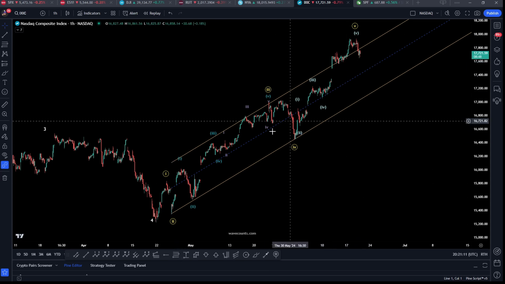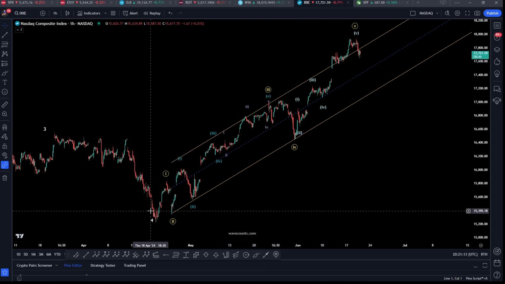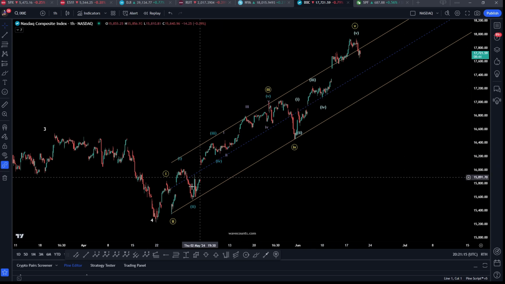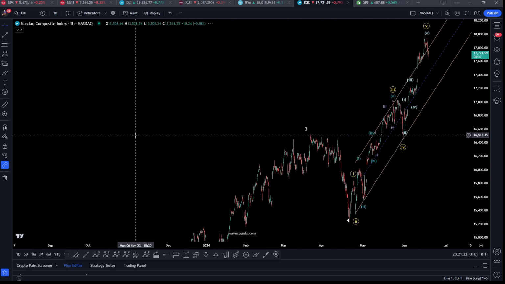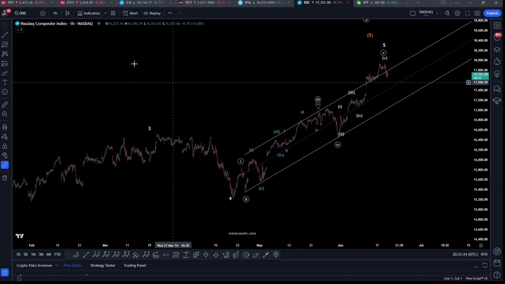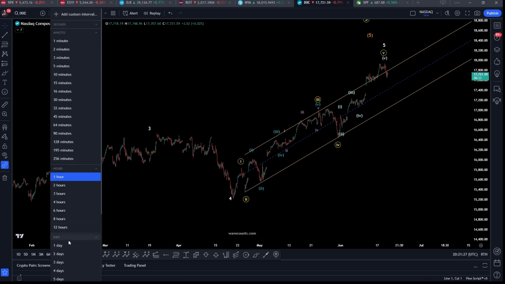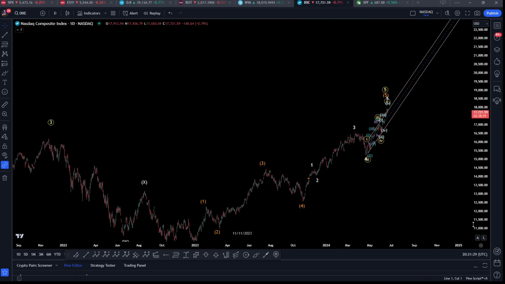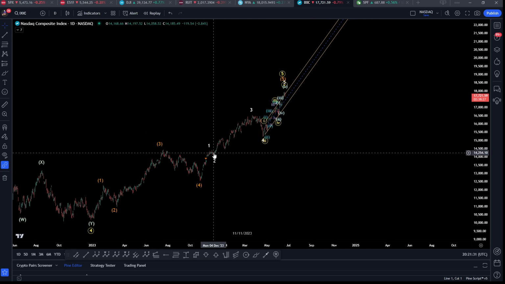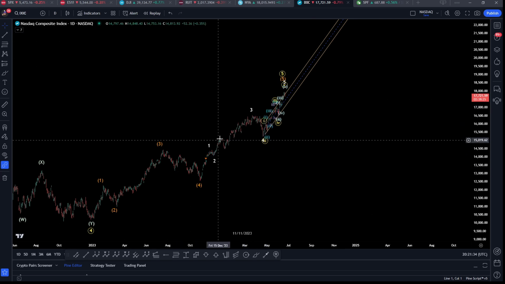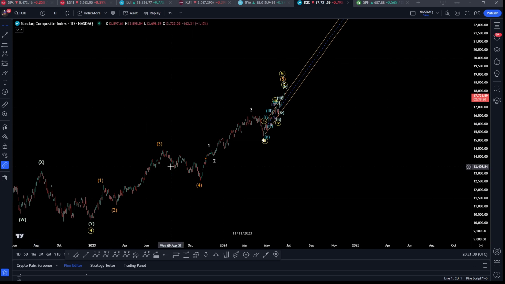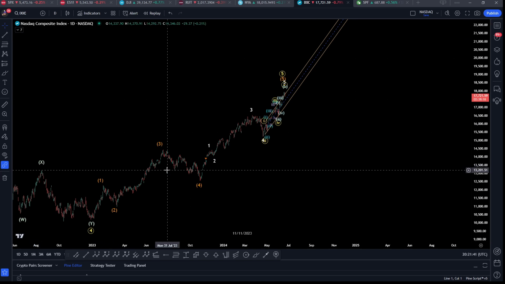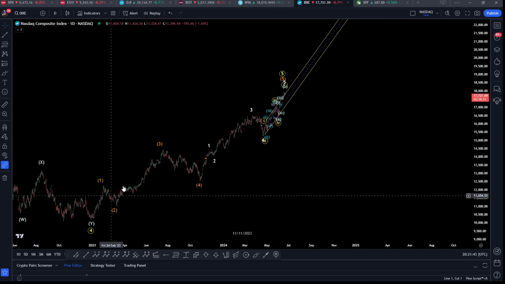Now, 5 can be as long as it wants to on this one, right? We are not limited to, because 3 is already extended and clearly longer than the first wave. Okay. But from a bigger perspective, if I go to that was on the hourly. If I go to the daily, okay, it's not limited here either. So different structure between the S&P and the NASDAQ composite. Same result in the end.